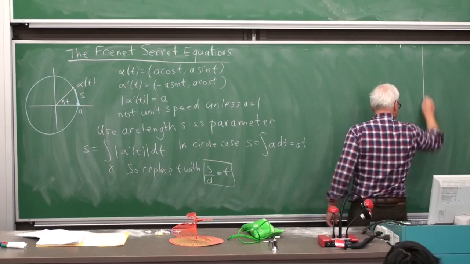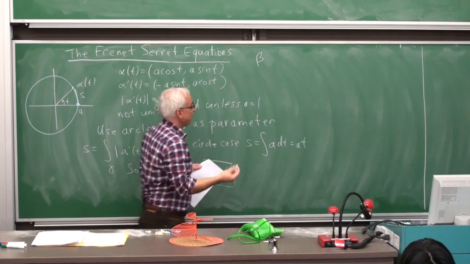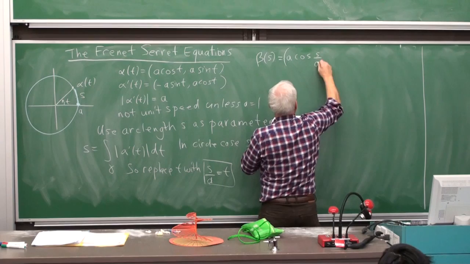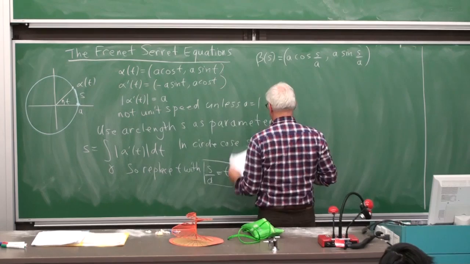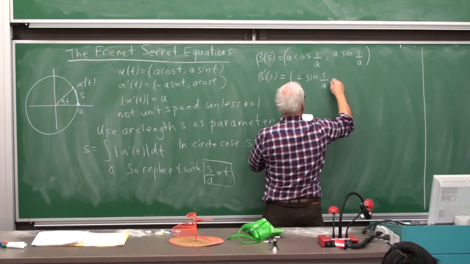So what would happen there? We would get a slightly different curve, not much different, just slightly renormalized. And I'll generally tend to use beta to signify that we're talking about a unit speed curve. So beta of s, at least in the plane, is going to be a cosine s over a and a sine s over a, just replacing the t with s over a. And then we can calculate its derivative, beta prime of s, which will be minus sine s over a, comma, cosine of s over a, because the a's cancel.